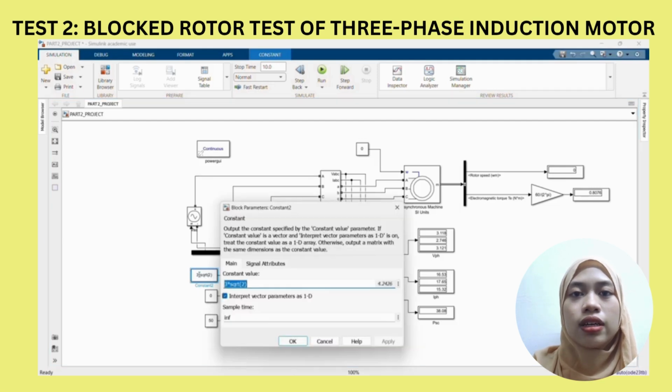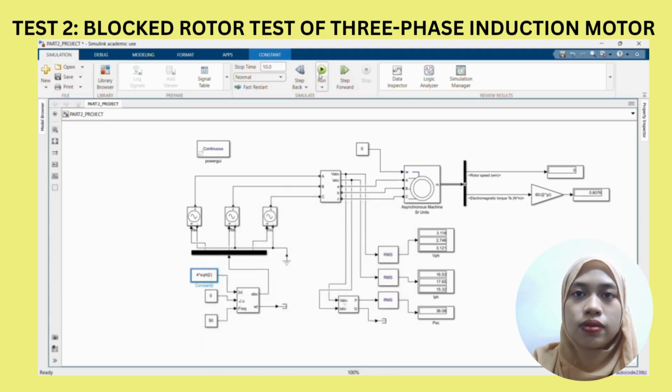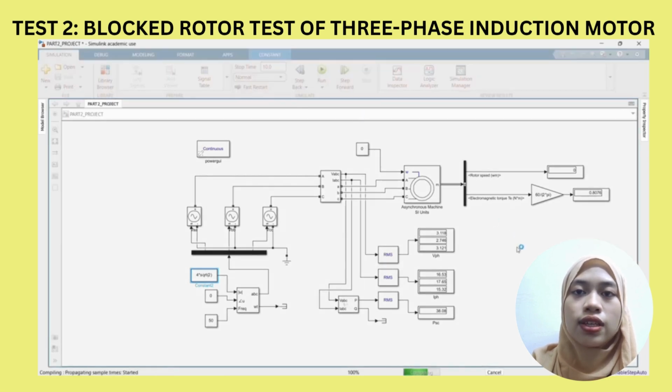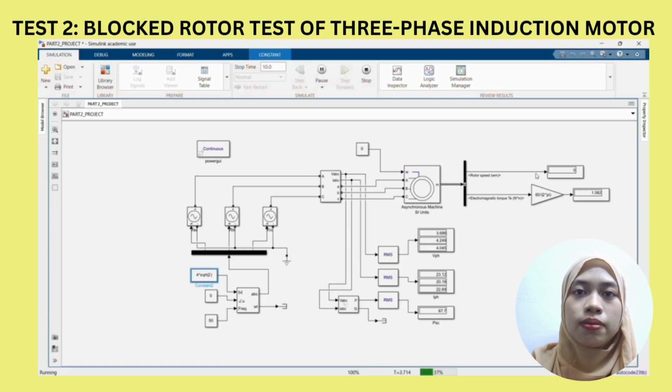Okay, we see the voltage change until 5 volt. We take the reading of I phase, V phase and PSC and we do the calculation. After that, we continue to the next test.